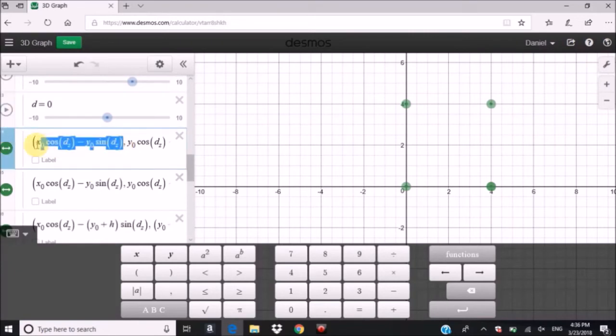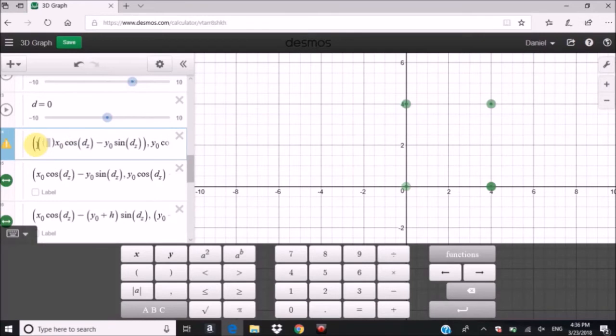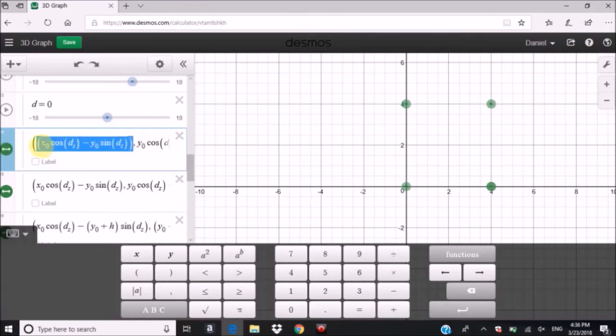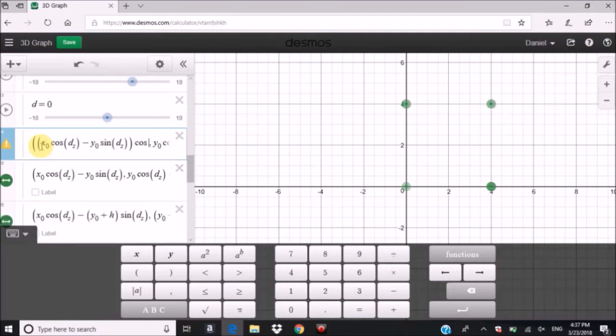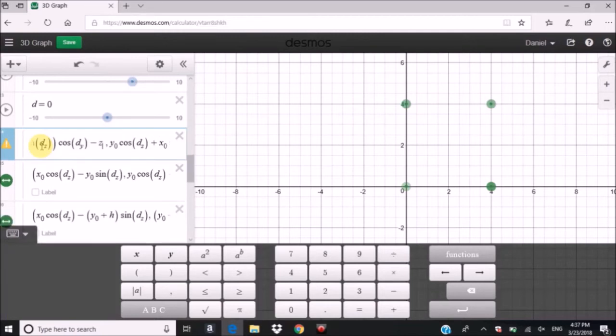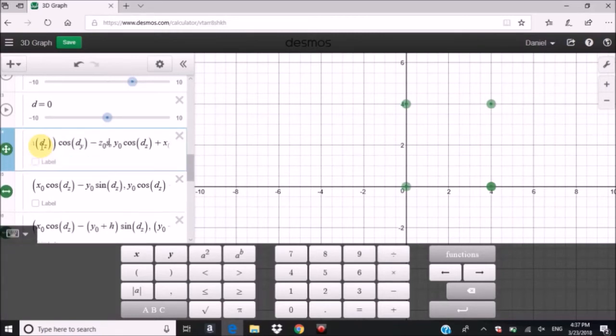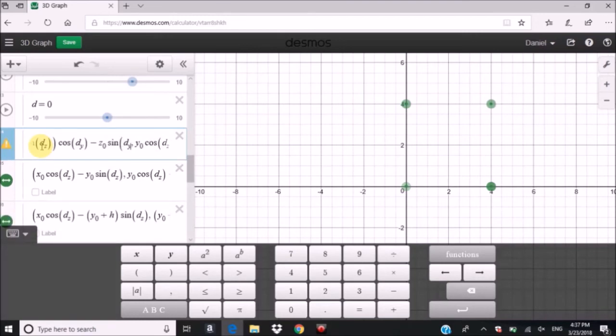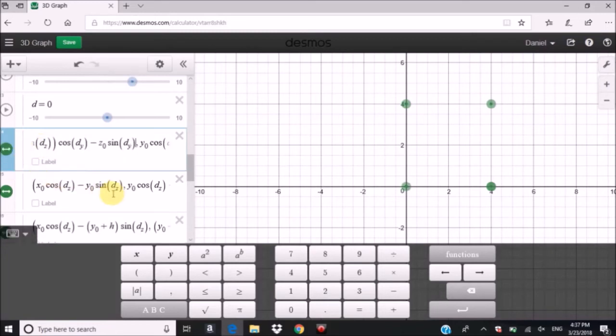What it's going to be is the current x, and then we're going to multiply it by the cosine of the rotation along the y-axis. And then we're going to subtract z times the sine of this rotation here. We're only going to modify the x value.